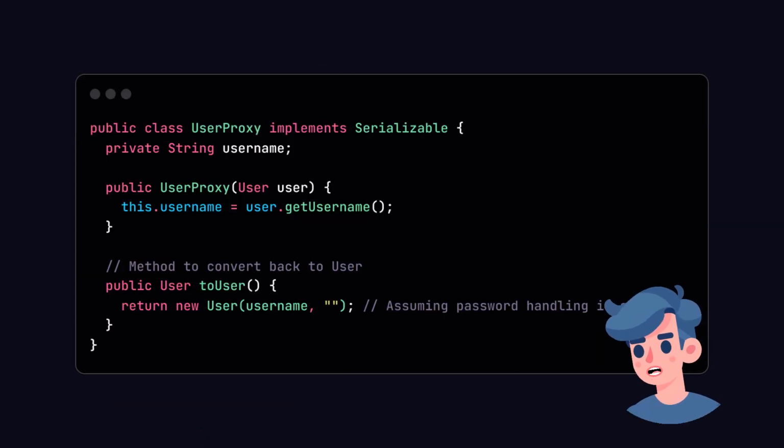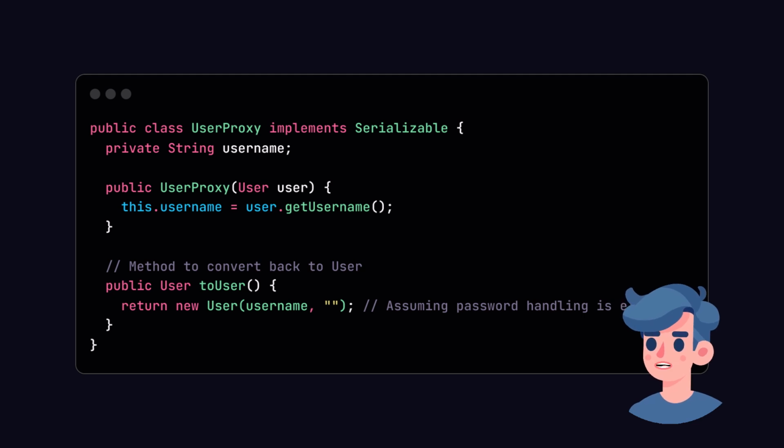In this User class, the username and password fields are serialized directly. This can be a problem because if you change the internal representation of User later, it could break deserialization. So, how can we implement the serialization proxy pattern to avoid this?